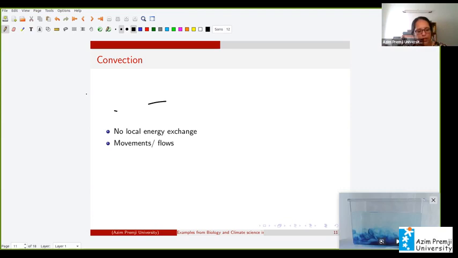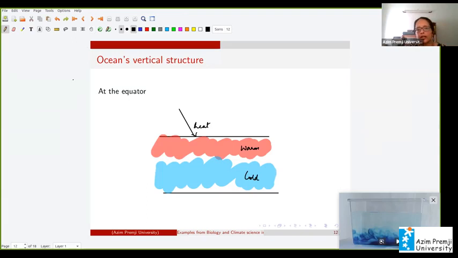So, sorry. To illustrate this, we will look at the example of ocean currents. Here's a sketch of the vertical structure of the ocean at the equator. Let's imagine this is the ocean, and I'm just looking at how the temperature changes as you go further and further down in the ocean.